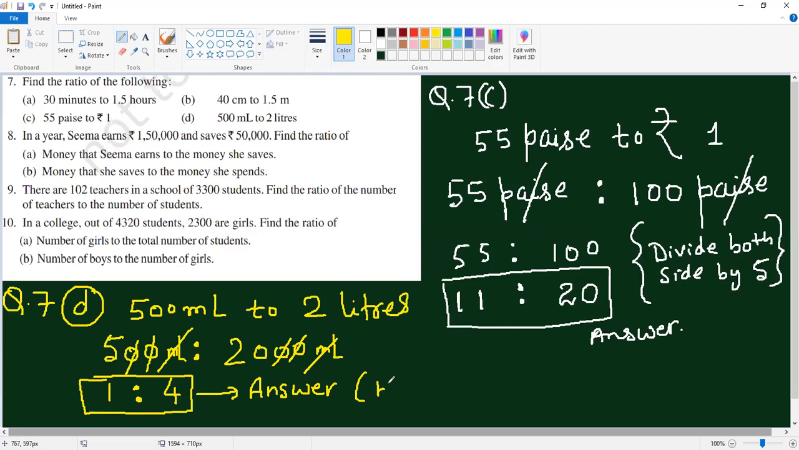Isn't it? What is the hint? Divide both sides by 5.